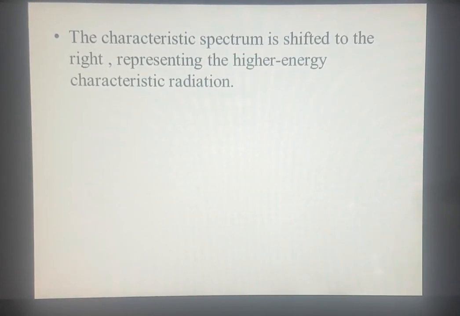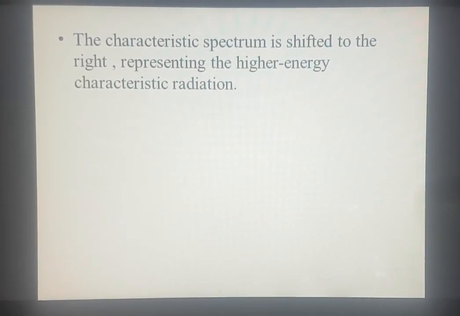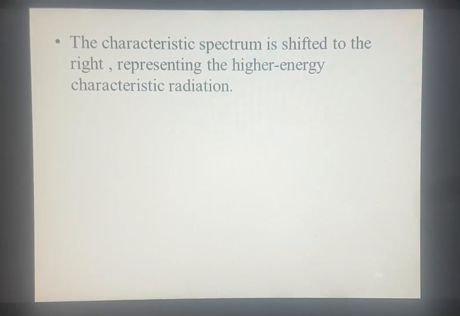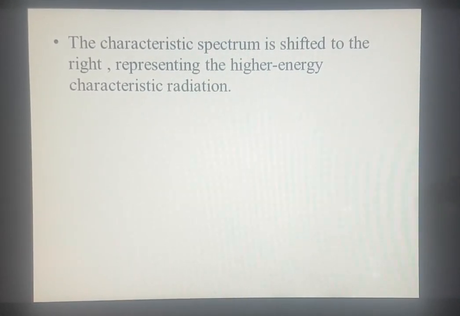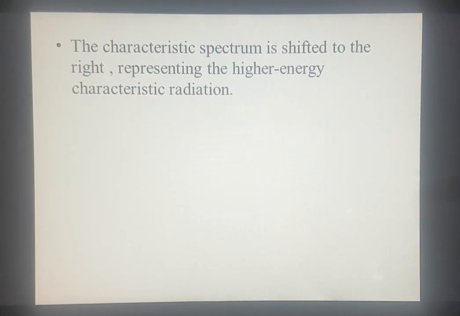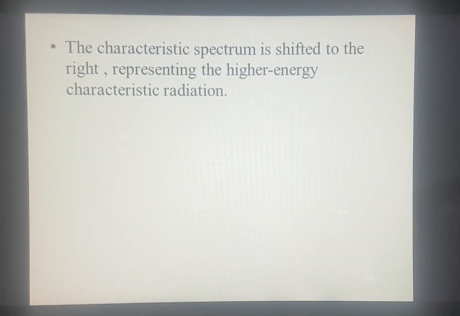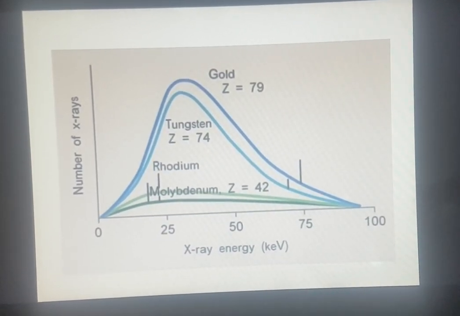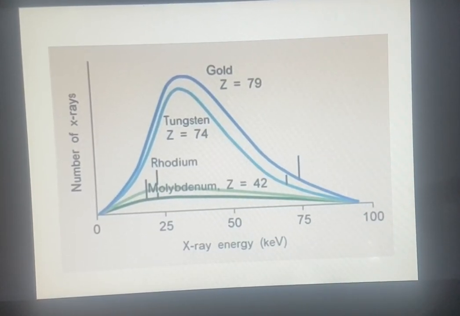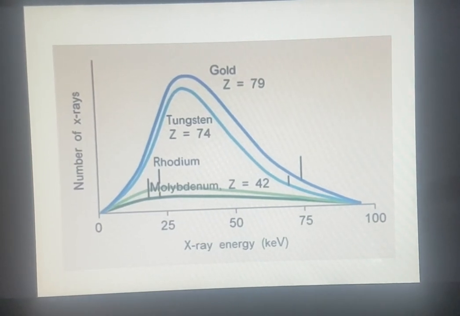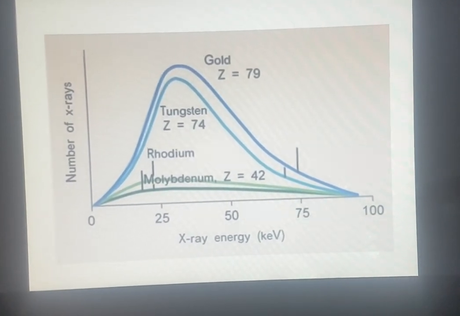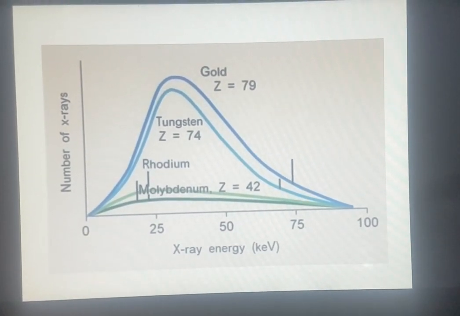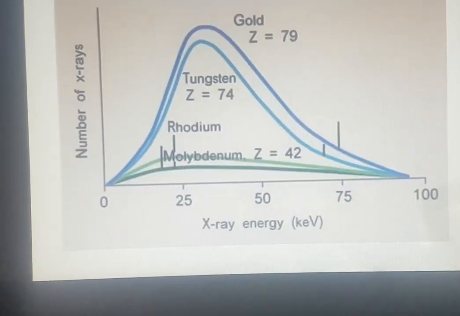So the overall effect of the atomic number of target material is that the characteristic spectrum would be shifted towards the right, representing the higher energy characteristic radiation. We can see in this figure that when the atomic number of the target material is increased, the amplitude has also increased, and also the position of the spectrum has shifted towards the right.